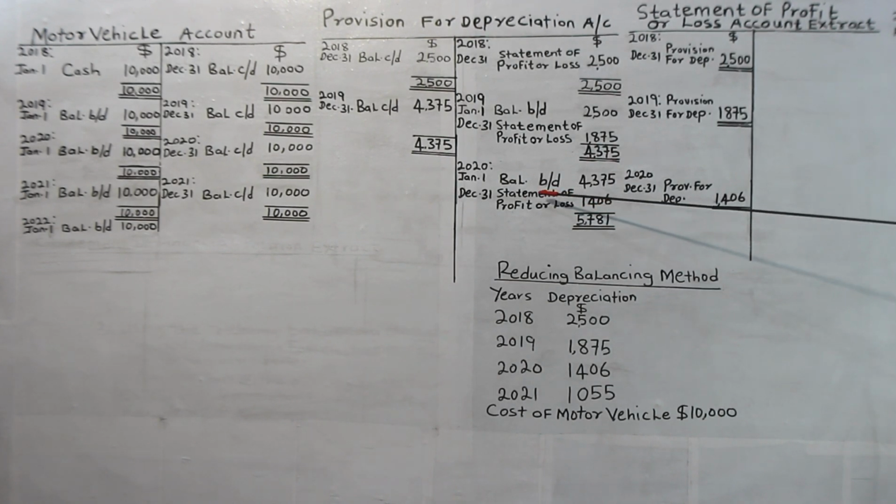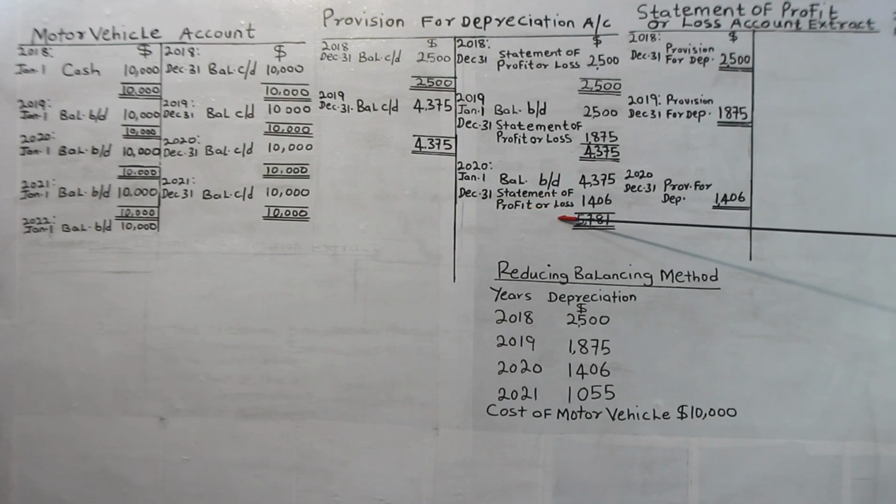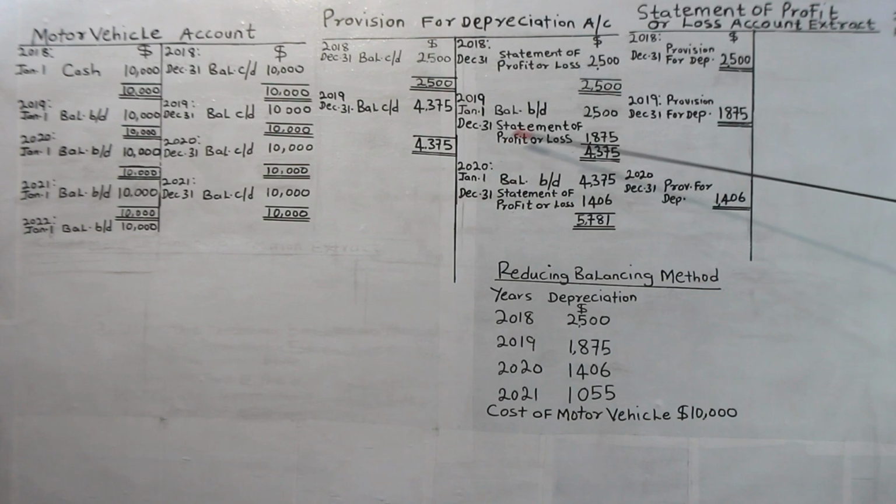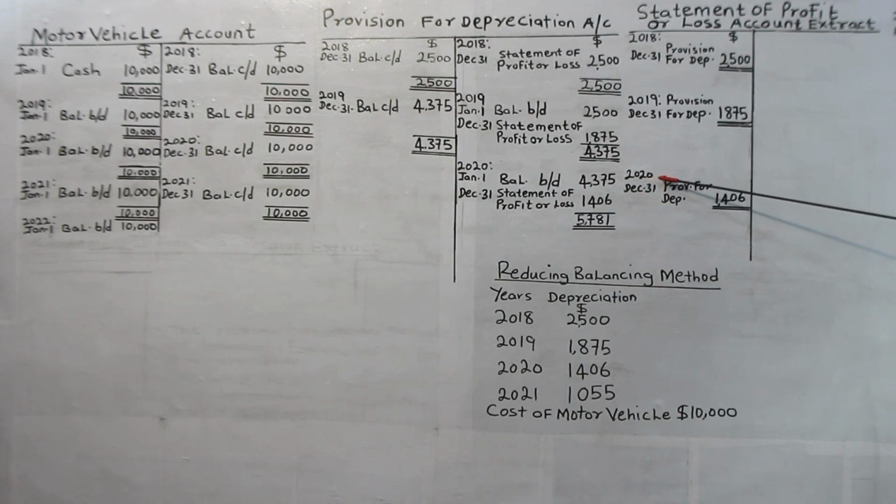$1,406 transferred to the statement of profit or loss account as at December 31st, 2020, while the statement of profit or loss account extract is debited as at December 31st, 2020 from the amount received from provision for depreciation account. That is $1,406, the same amount as this. PROV is abbreviation for provision, while DEP is abbreviation for depreciation.